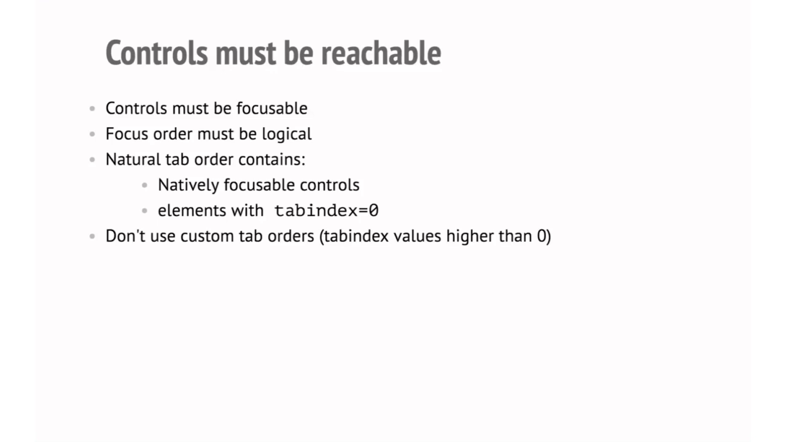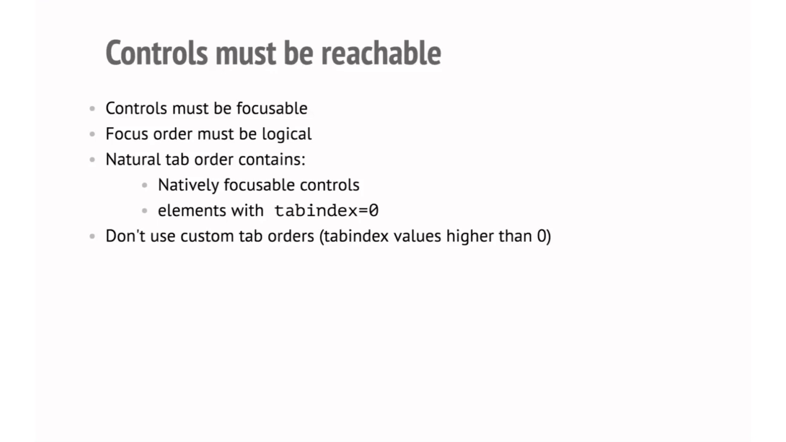And this is pretty much the main way that you should use the tab index attribute. So if you give it a value of 0, it becomes part of the tab order in the right place, where it would normally be if it was a natively focusable element.